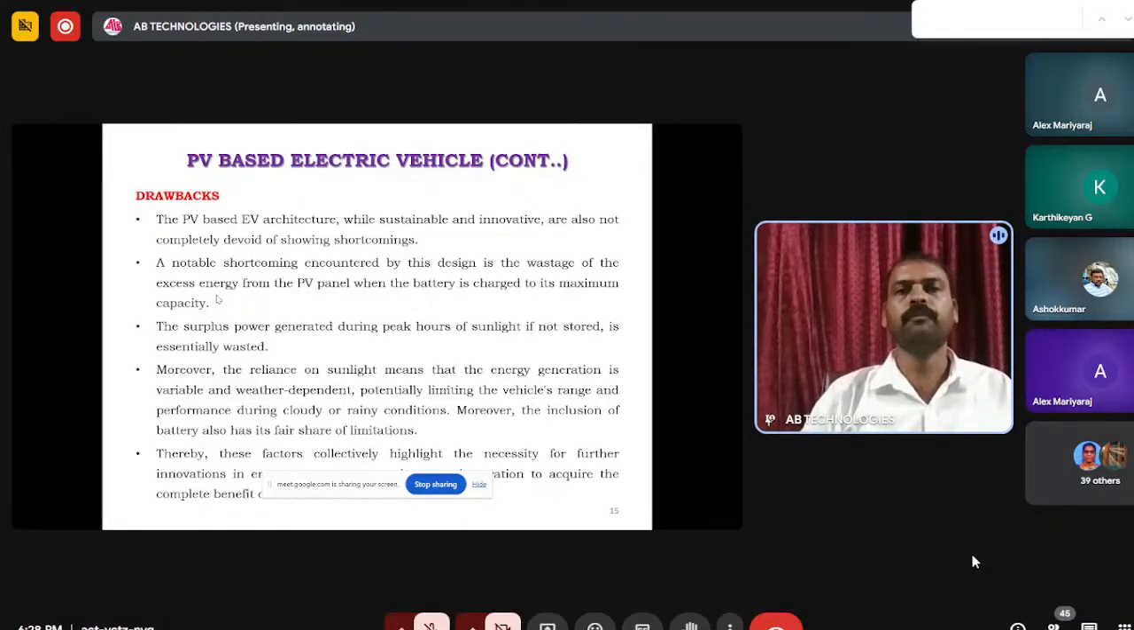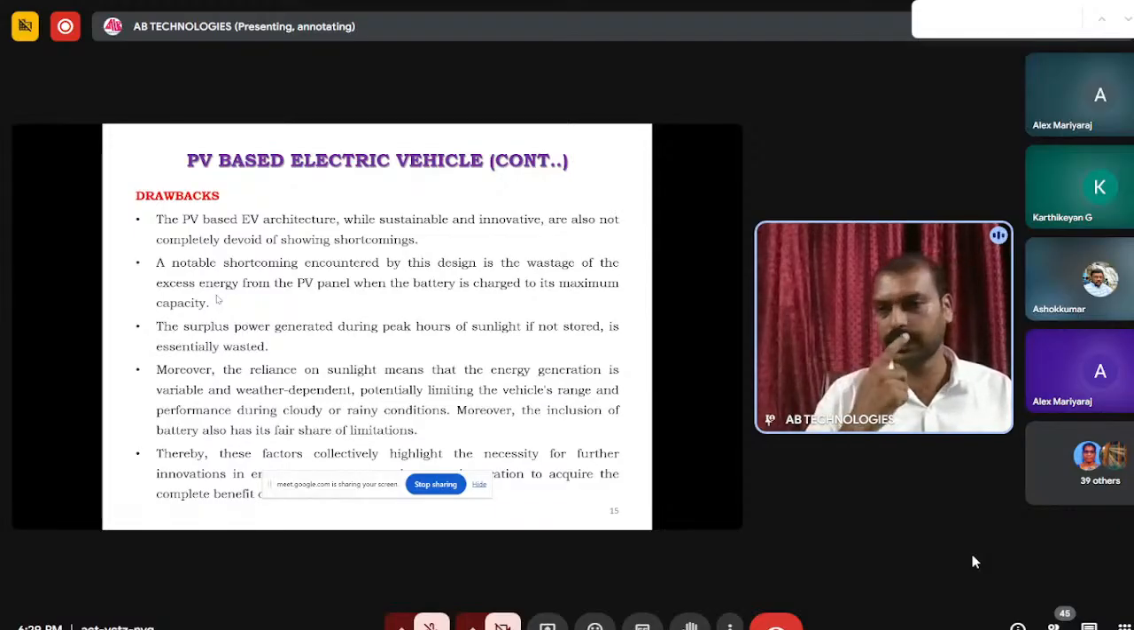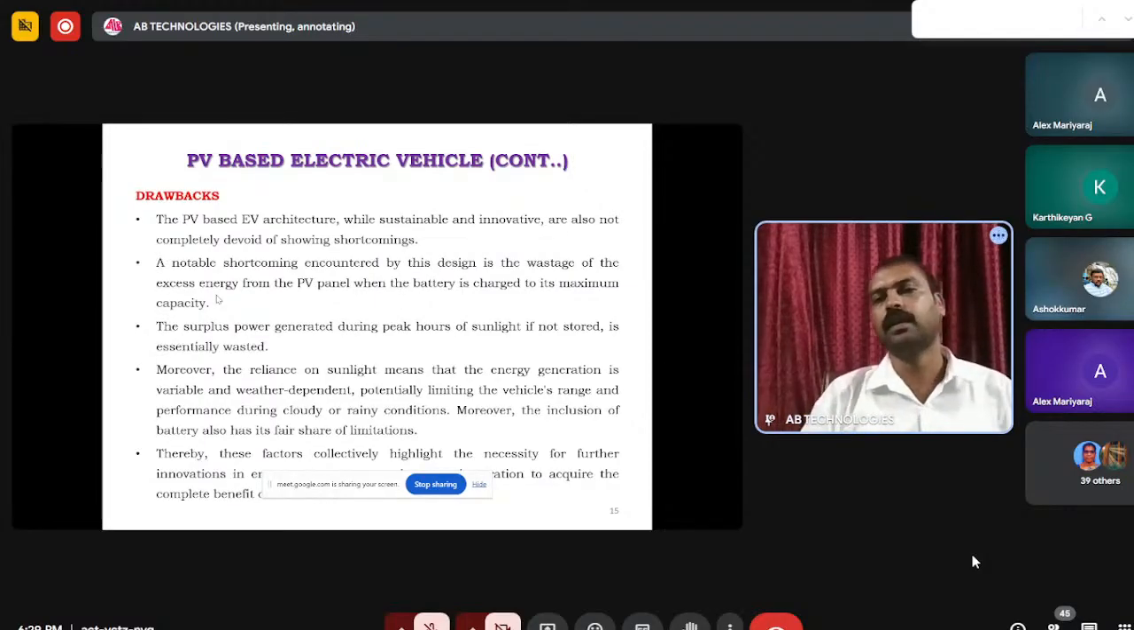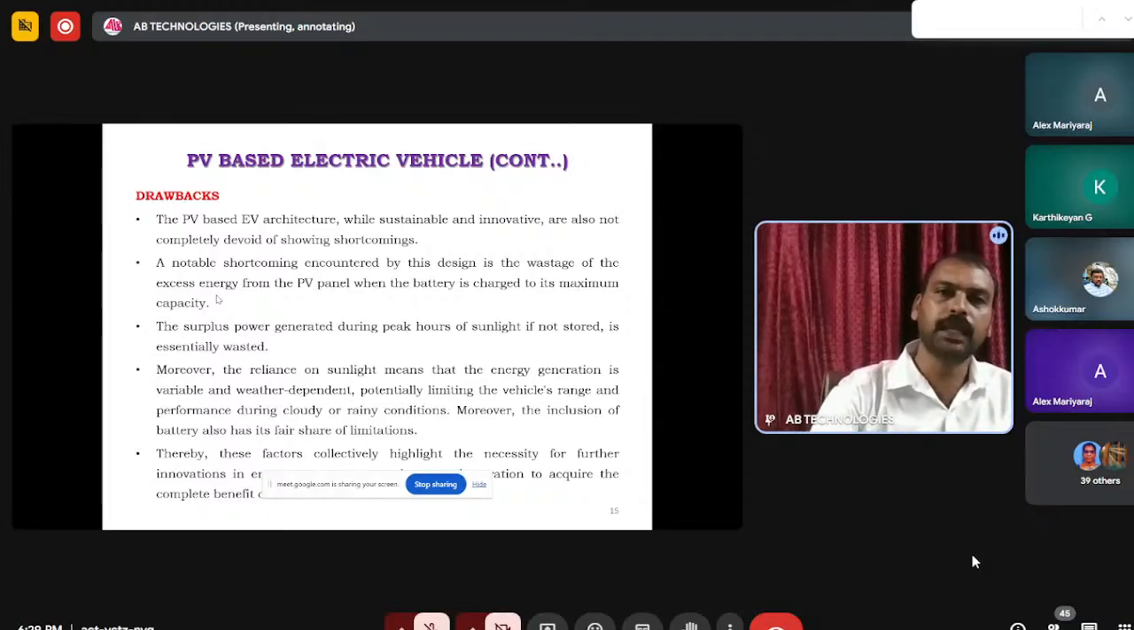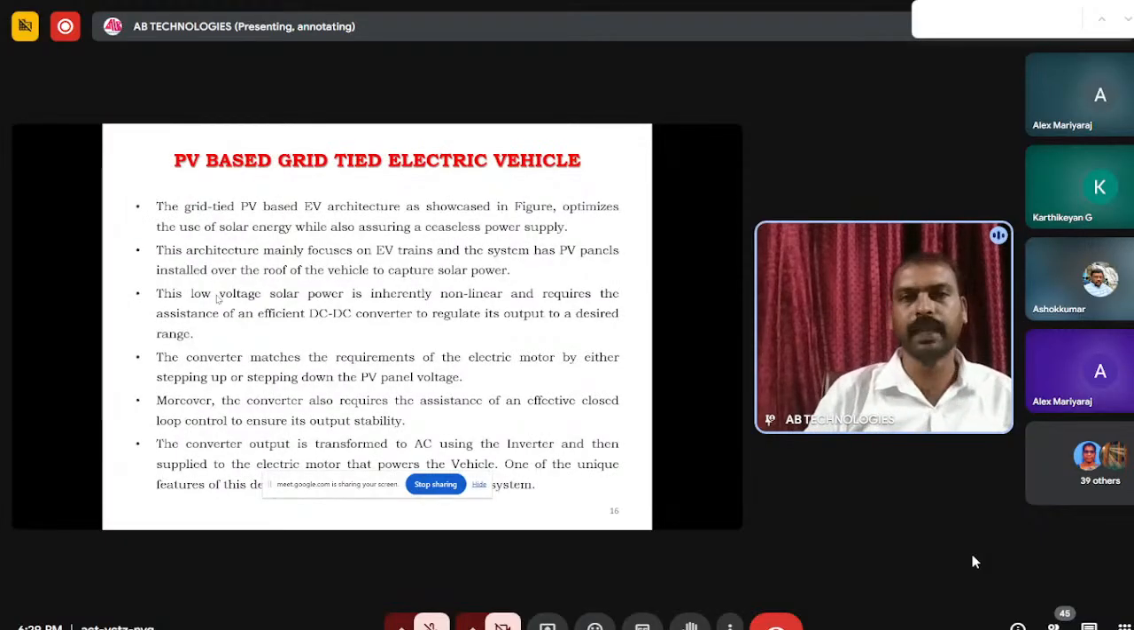So these are the drawbacks of the PV based and battery backup based electric vehicles. The first one: the lifetime of the battery will decrease and the number of batteries required is high. It's not possible to connect all the batteries in parallel, so they will be in series. We know about the problem of the series connection. If any battery is not working, we have to go for proper maintenance. So these are the drawbacks of the battery based electric vehicle.